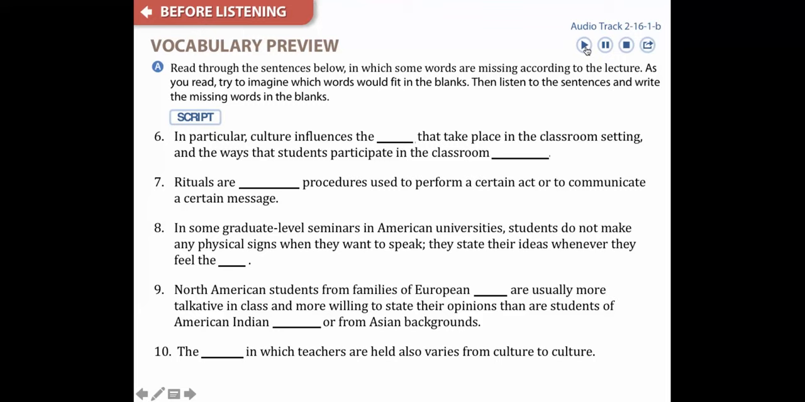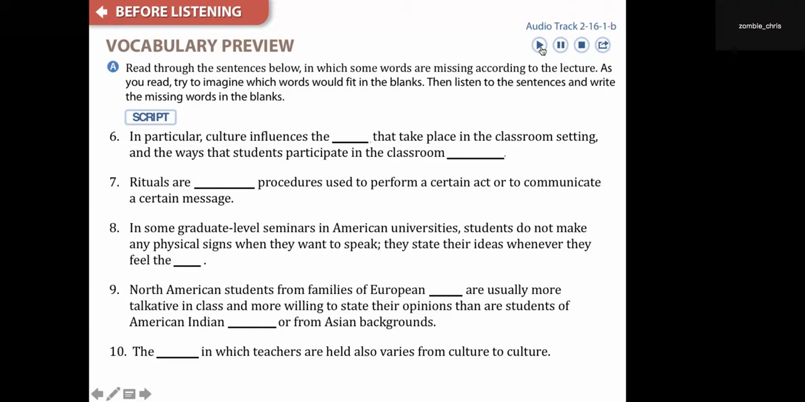Nine. North American students from families of European origin are usually more talkative in class and more willing to state their opinions than are students of American Indian heritage or from Asian backgrounds. 10. The esteem in which teachers are held also varies from culture to culture. And one more time.